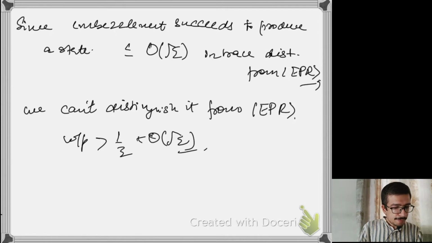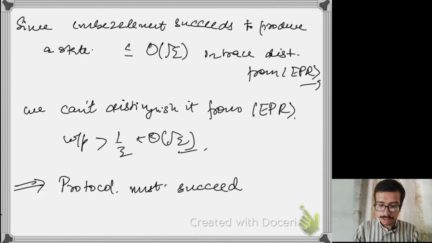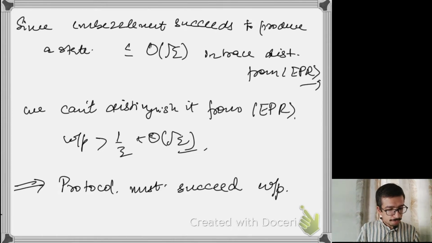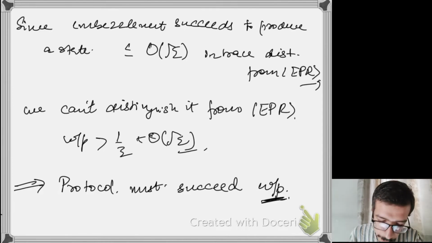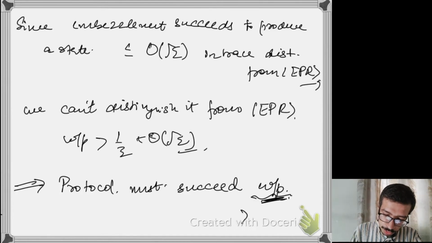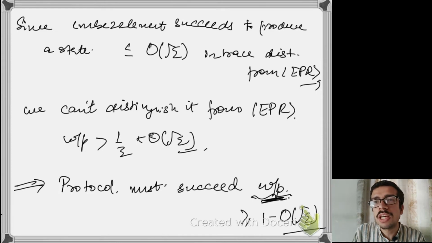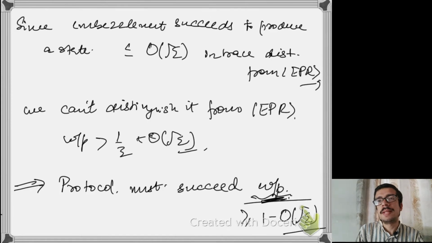So this essentially means that the protocol must succeed with probability greater than or equal to 1 minus order root epsilon, right? Because if the success probability of this protocol is lesser than this, then it means that we are able to distinguish between the EPR pair and the embezzled state. So since it is not possible, here basically the success probability of the protocol must be 1 minus order root epsilon, right?